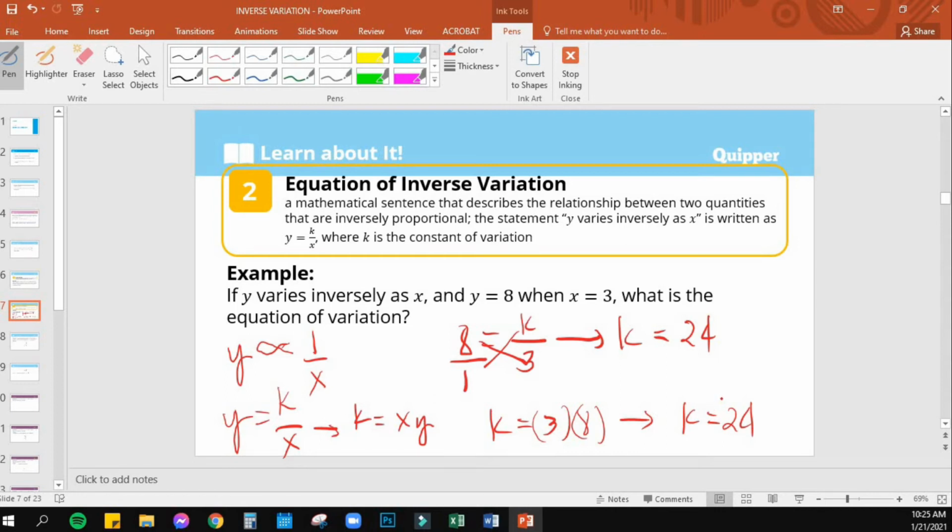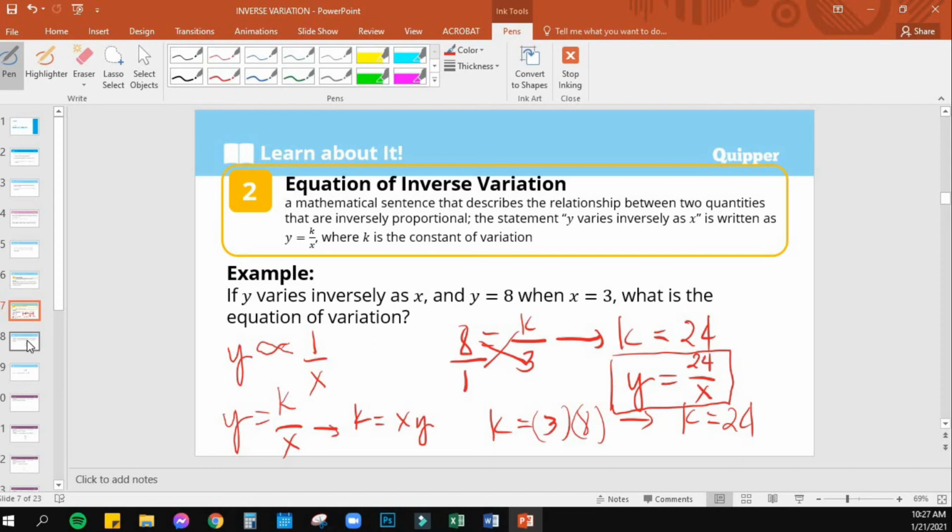Okay? Now, after finding the value of the constant, we will now substitute to the equation. So, syempre, dito na tayo sa una, which is y is equal to k over x, kasi yun naman talaga yung original eh. Okay? So, substitute natin yung value of k. So, our equation now is y is equal to, what is k? 24 over x. So, this is our equation. So, the equation is y is equal to 24 over x.